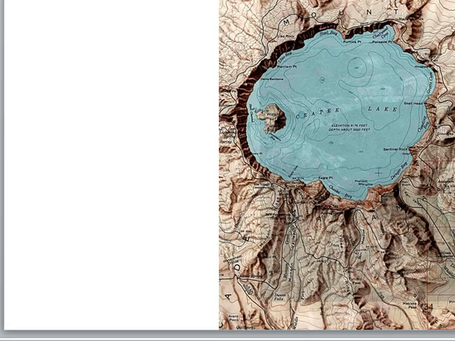Here's another nice kind of color shading of Crater Lake.